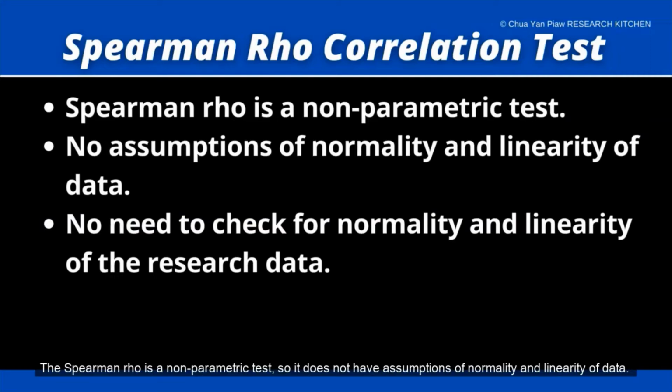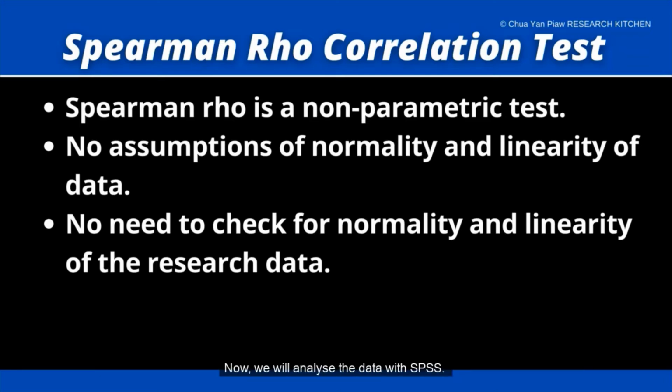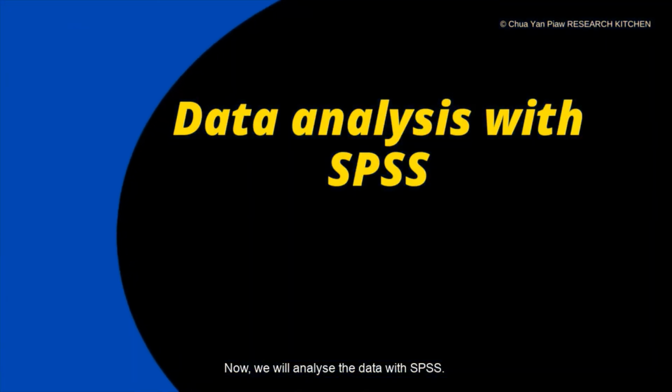The Spearman Rho is a non-parametric test, so it does not have assumptions on normality and linearity of the data. In other words, there is no need to check for normality and linearity of the research data. Now we will analyze the data with SPSS.